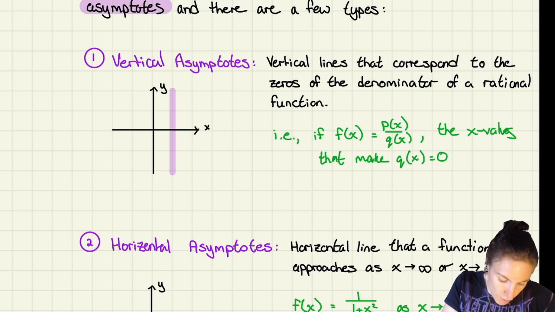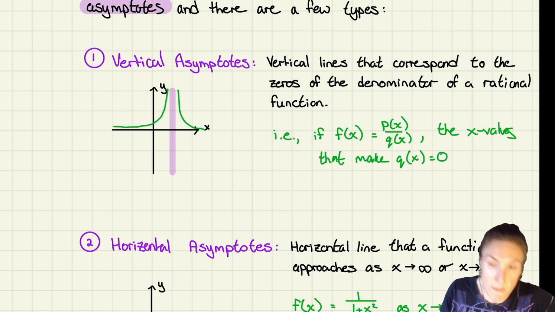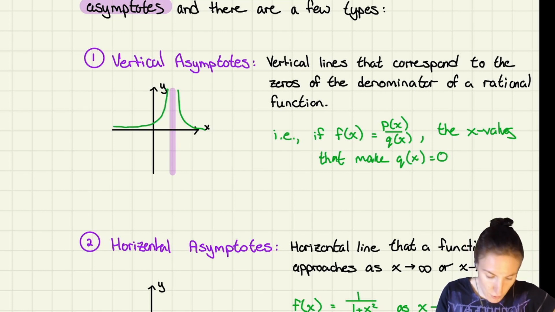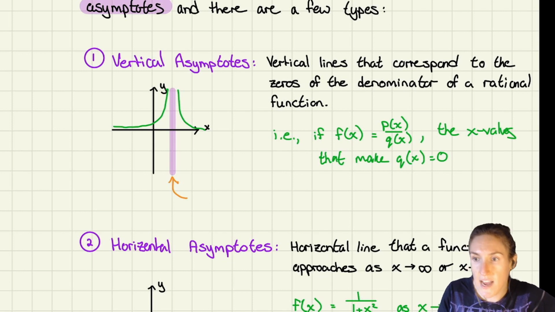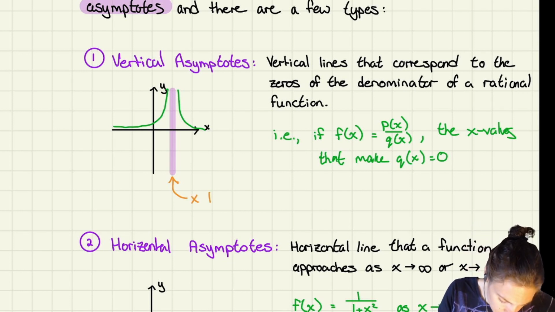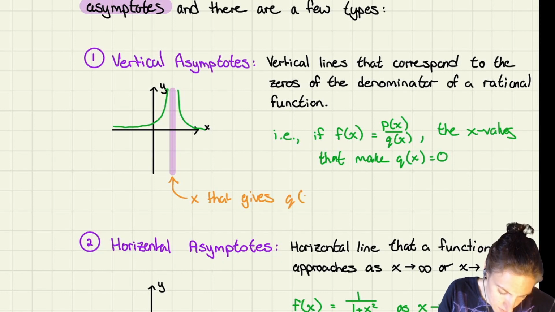Okay, and our function could look different. There's different types of functions. Maybe it looks something like this. Okay, but that line right here, what does that represent? This purple line? This is the x that gives q of x equal to 0.